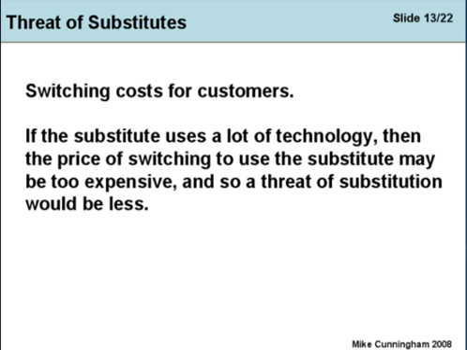I also say here that if the substitute uses a lot of technology, then the price of switching to use the substitute may be too expensive, and so a threat of substitution would be less. That's really a problem for the company producing the product. If there's a lot of technology incorporated into it, it may be expensive to bring the product to market in the first place, simply because it's expensive to develop.